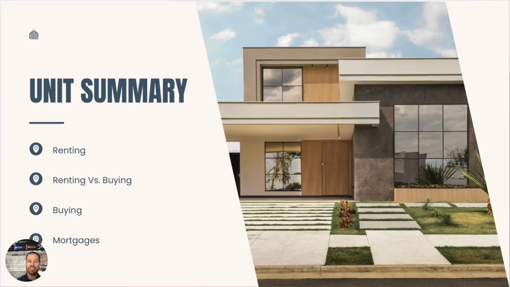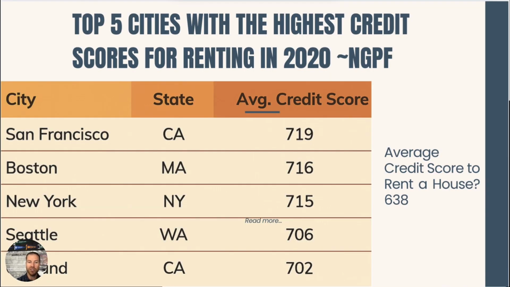In this unit, we will discuss renting versus buying, and what is a mortgage. I open with students taking a quick look at what the top 5 cities are with the highest credit scores for renting in 2020. In San Francisco, you needed a 719 on average in order to be eligible to rent a place to live.